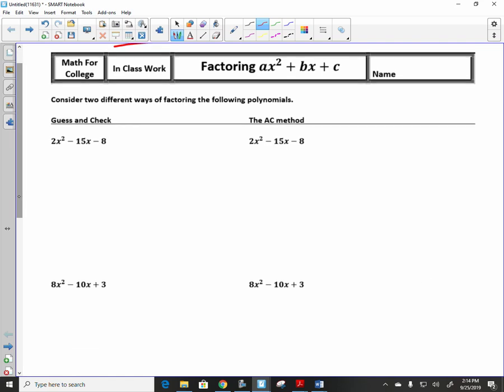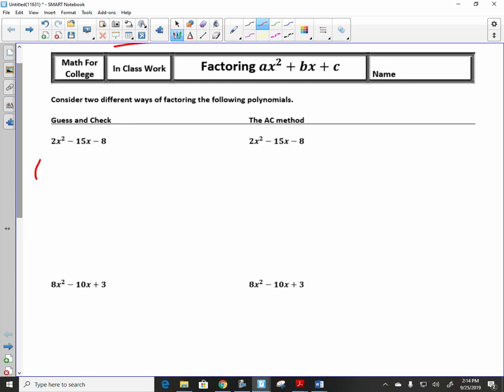So what's different about today is we've got a number in front. You've got 2x squared minus 15x minus 8. Now you cannot simply look at the negative 8 and say what two numbers multiply to negative 8 and add to negative 15. So you've got two options, and I'm going to show you three examples of it today. You can use guess and check or the AC method, and you get to choose which option you like better.